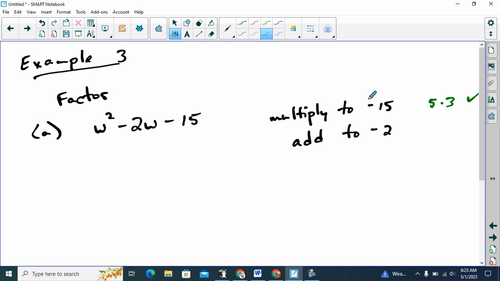In order to multiply to a negative number, that tells me that one of these numbers is positive and one of these numbers is negative. And if they add up to a negative number, the bigger number has to be the negative one. And then go back and double check. Negative 5 times 3 does indeed give me negative 15. Negative times positive is negative. Negative 5 plus 3 is indeed negative 2. So we've got our numbers. Now we write our factors. W, because it's negative 5, we write minus 5. And W plus 3.